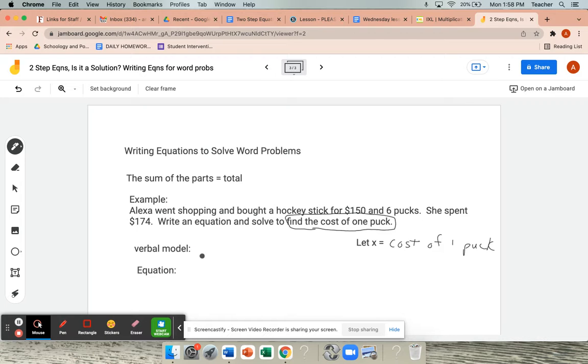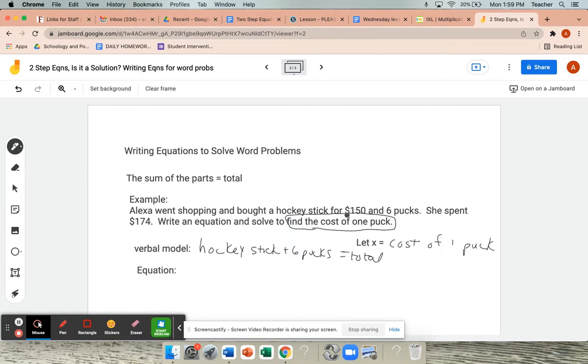When you solve your equation for x, that's giving you the cost of one puck. We're first going to write a verbal model, or in words, we're going to write what she's buying. She's buying a hockey stick plus 6 pucks, and that equals the total. The sum of the parts, right? The sum means add, so she's adding the parts. What things is she buying? And that equals the total that she spends.